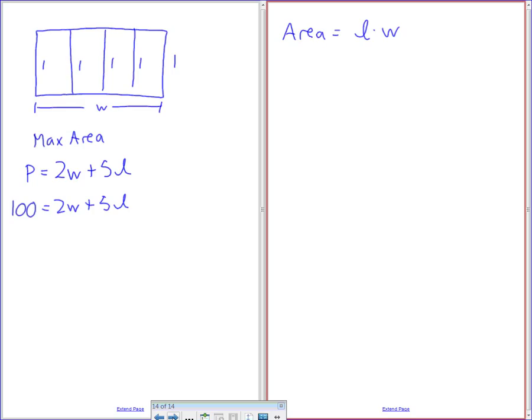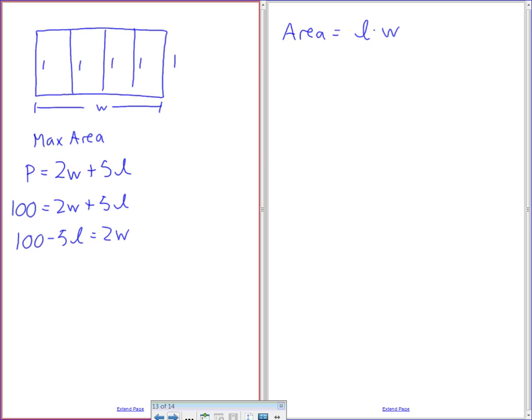Good. Excellent. What I'm going to do over here is isolate W. I'm going to say 100 minus 5L equals 2W. So 50 minus 5 over 2 L equals W. Okay, so why is this helpful to me now? This is the magic of this question. Oh, because you can put it in.